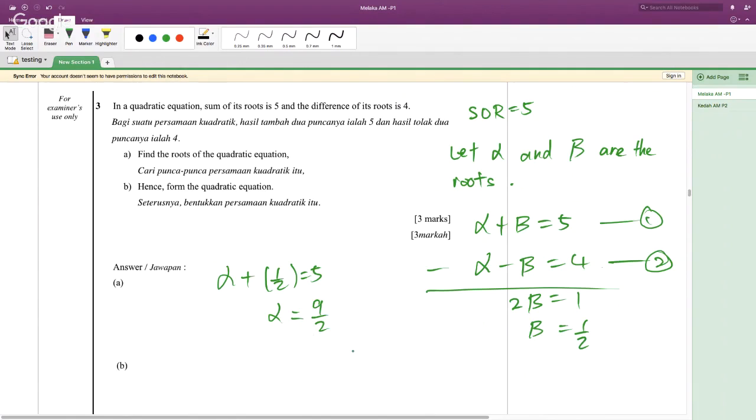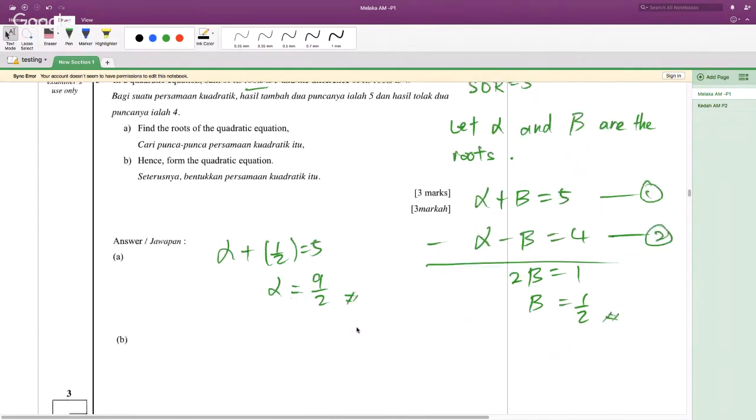How to know when to use alpha and beta, sir? Actually, this one you no need to use alpha and beta. I just am used to using alpha and beta for roots. Whenever I see the word root, I will use alpha and beta. You can use A and B, or you can use X and Y. It doesn't matter. But I just am used to using alpha and beta in this topic, normally in the quadratic equation topic. Okay, so now I already found the roots. These are both of my roots.